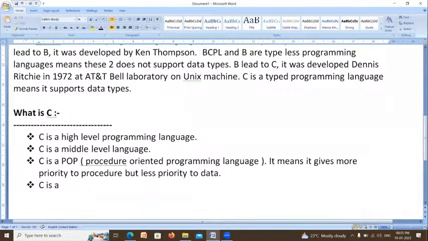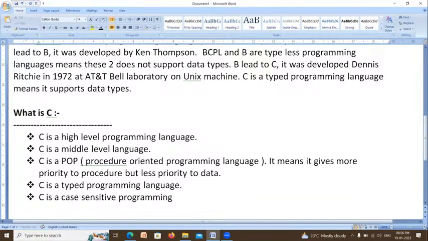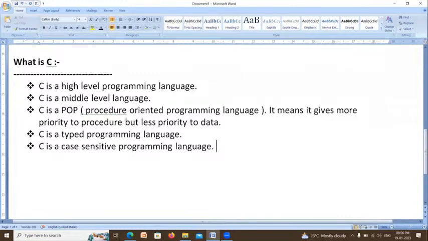C is a typed programming language. What is the meaning of this? It supports data types. C is a case sensitive programming language. What is the meaning of case sensitive? Suppose it is small a.